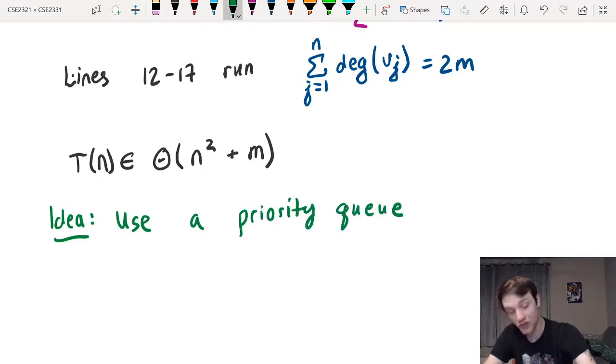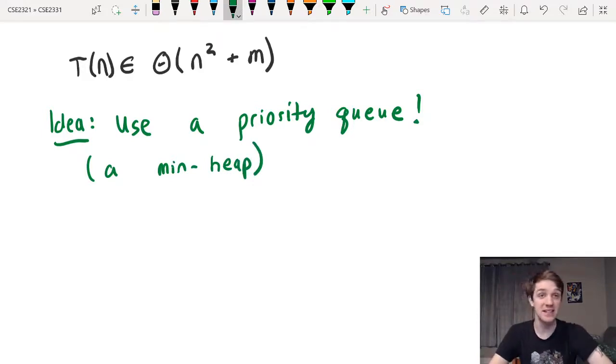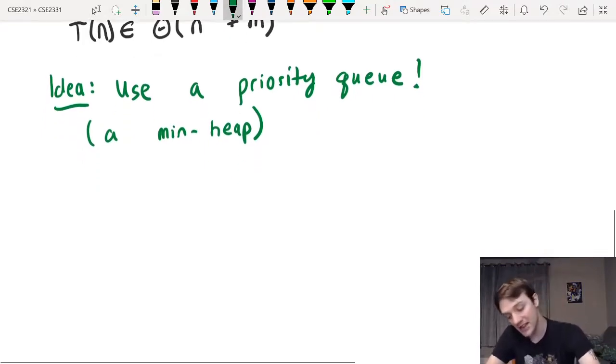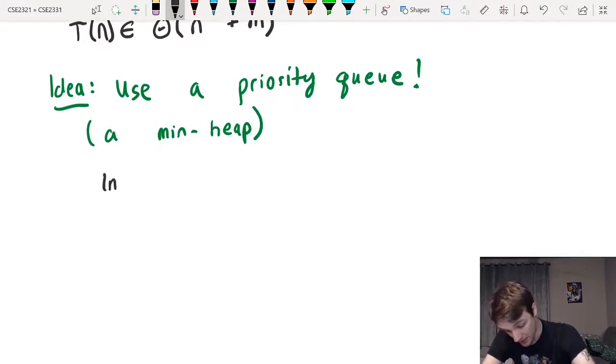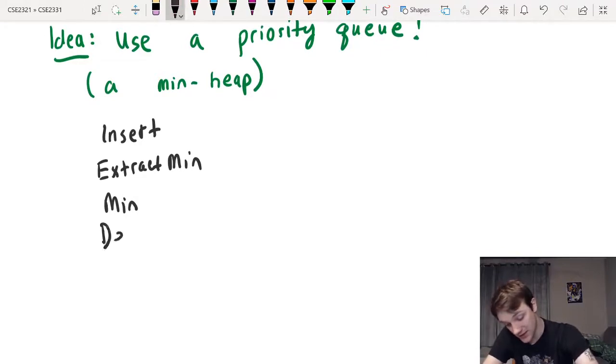This was a really good data structure when you needed to keep finding the minimum of something. In fact, we're going to use a priority queue, but a slightly different version than we've talked about before. We're going to use what's called a min heap. Before we used a max heap; this is the exact same thing, but we have a minimum at the top instead of a maximum. So, we have some methods we're going to need. We're going to have insert, extract min, determining the min, and what's going to be called decrease key.